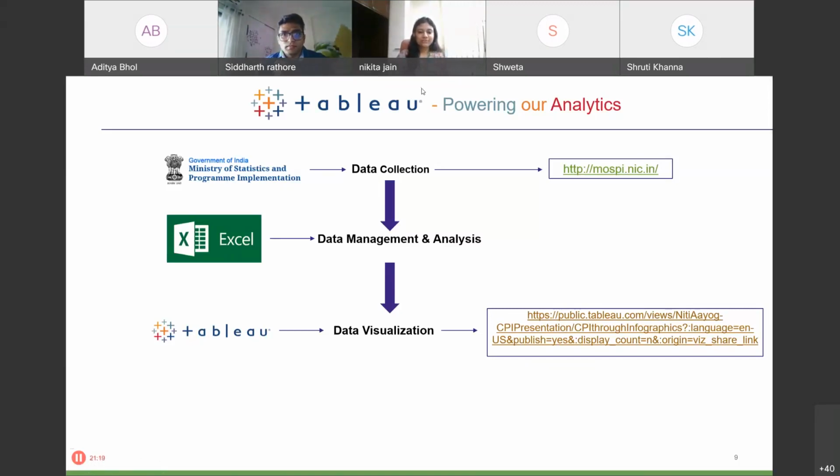Thank you, Nikita. So let me start with the entire process. What I'll do is I'll first start with the visualization process, because that will interest most of the participants, and then I'll go back to how the data was collected and how we use that data to transform our Excel sheets, because ultimately Tableau works on different data sets.